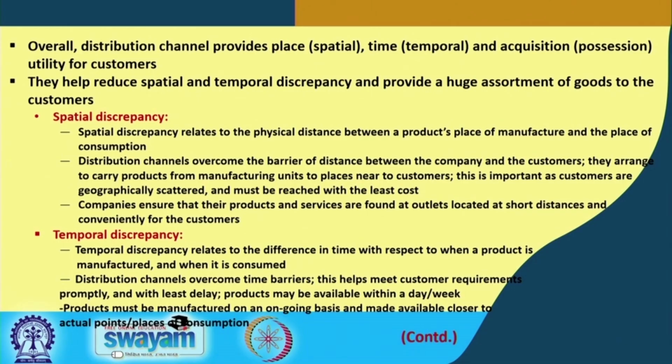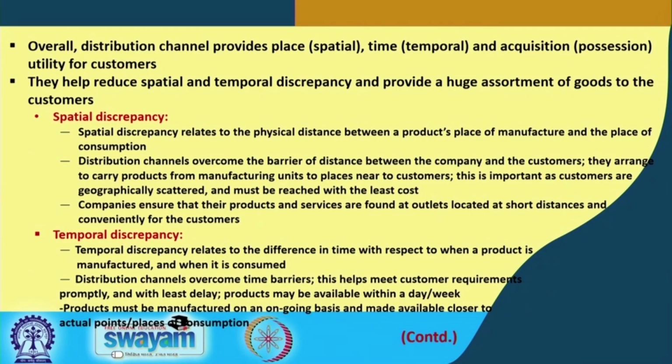So, it is basically related to the physical distance between the product's place of manufacture, or the factory where it is being produced or manufactured, and the place of consumption, that is the place where it is being consumed by the customer. So, distribution channels overcome the barrier of distance between the company and the customer. They arrange to carry the products from the manufacturing units to places near the customers, and this is very important as customers are geographically scattered across the country, across the world, and they must be reached with the least cost. The products must reach them at the least cost possible.